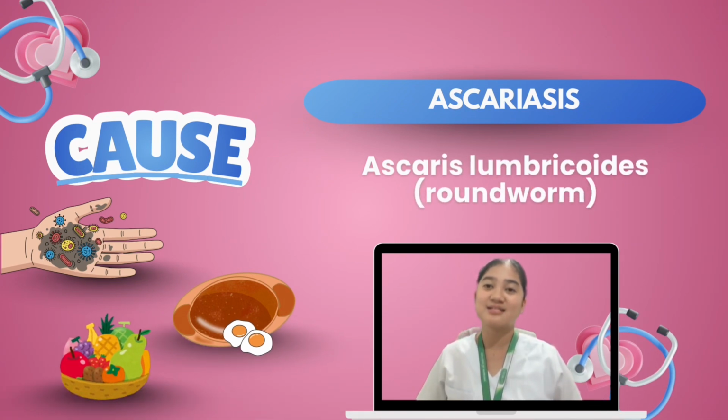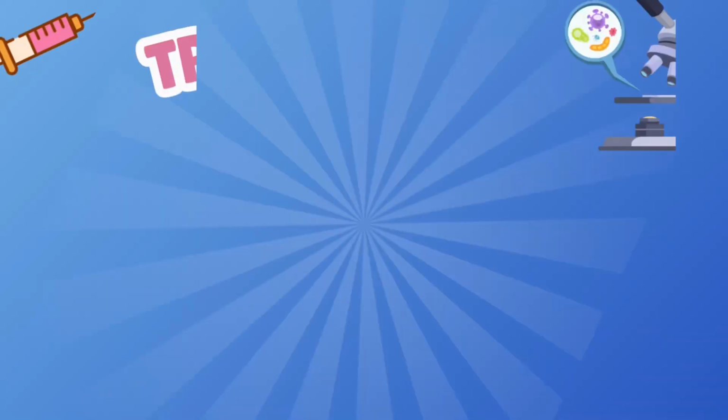The main cause is ingesting the parasite's eggs from contaminated soil, food, or water. This often happens because of poor hygiene, not washing hands, eating unwashed vegetables, or dirty surroundings. Open defecation and improper waste disposal also contribute to the spread.